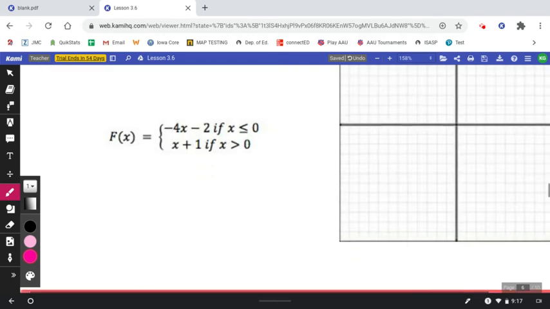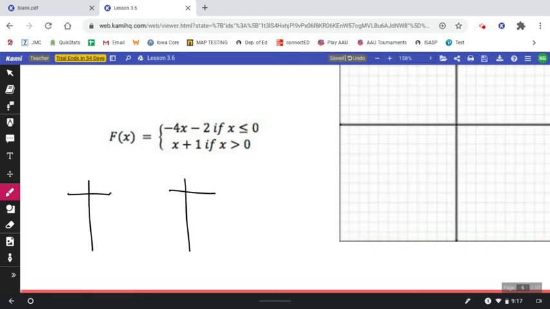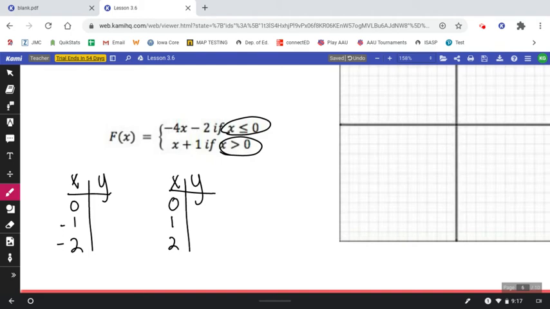Okay, the second way you could do it is with tables. So I could do XY tables for both equations. And on this one, I want x's that are less than or equal to 0. So I'm going to use 0, negative 1, and negative 2. And for these ones I want values greater than 0. But I'm going to include 0, and I'm going to make a mark here that this is an open circle because it's only greater than.